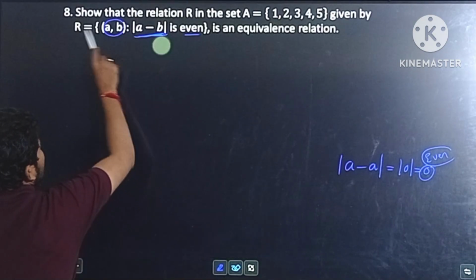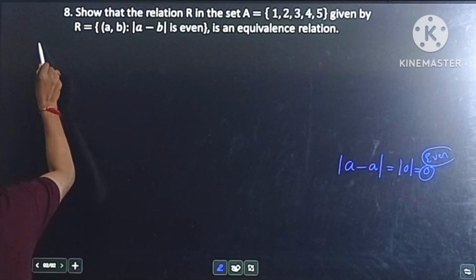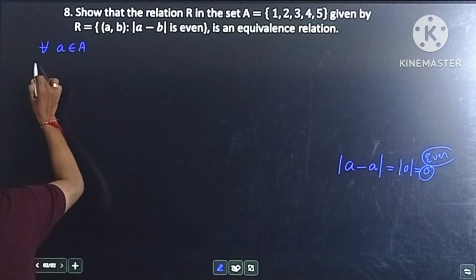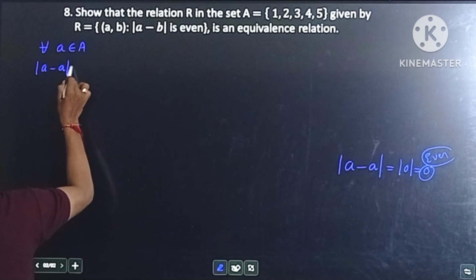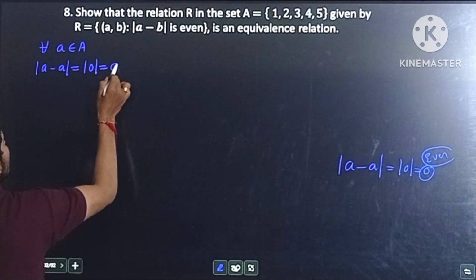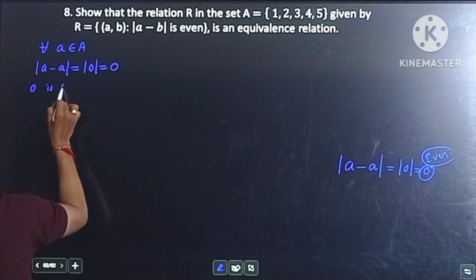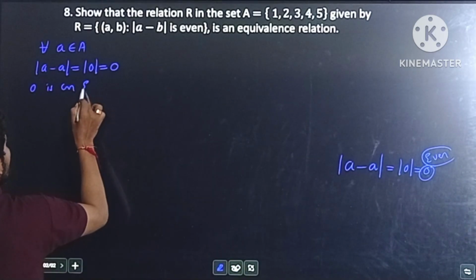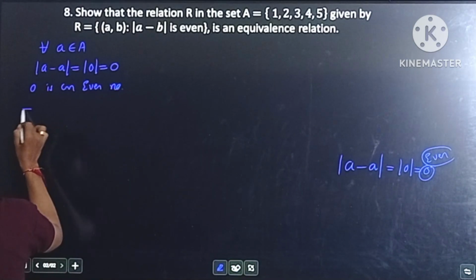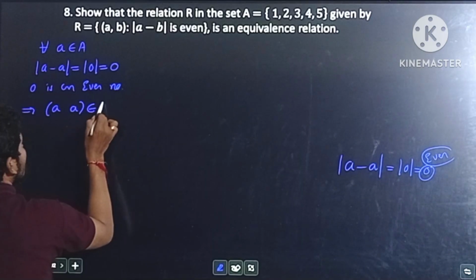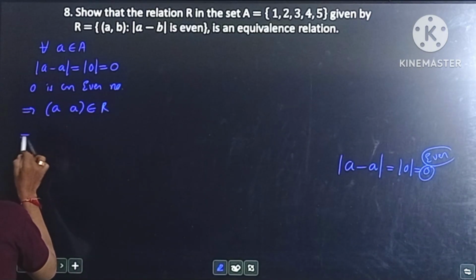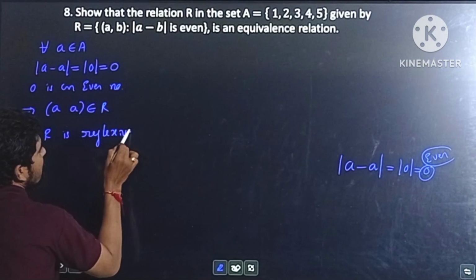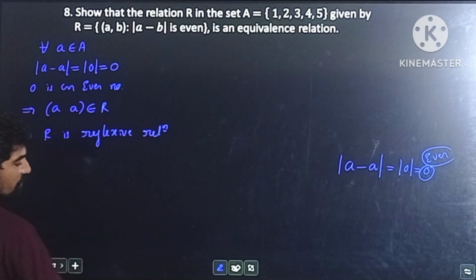So for the reflexive relation, for all elements belonging to the set A, we know that modulus of A minus A is equal to modulus of 0, which is equal to 0, and 0 is an even number. Since 0 is an even number, which implies the pair AA belongs to the relation R. So if AA belongs to relation R, R is a reflexive relation. I hope all of you understand it.